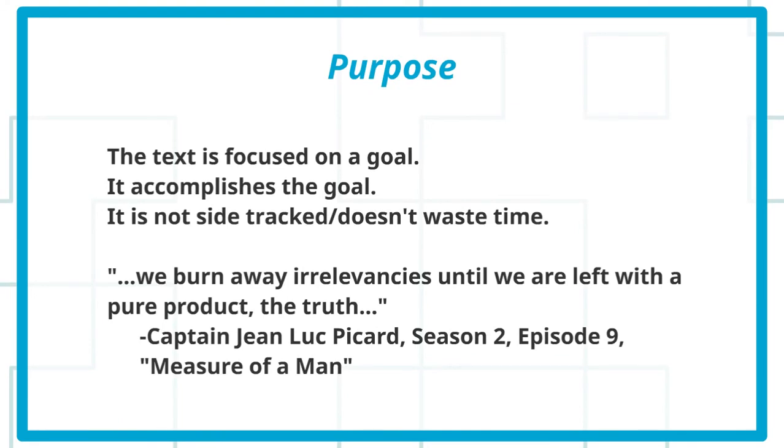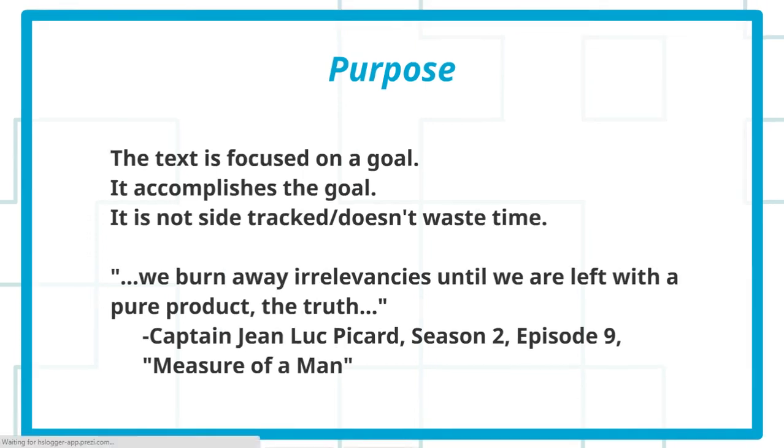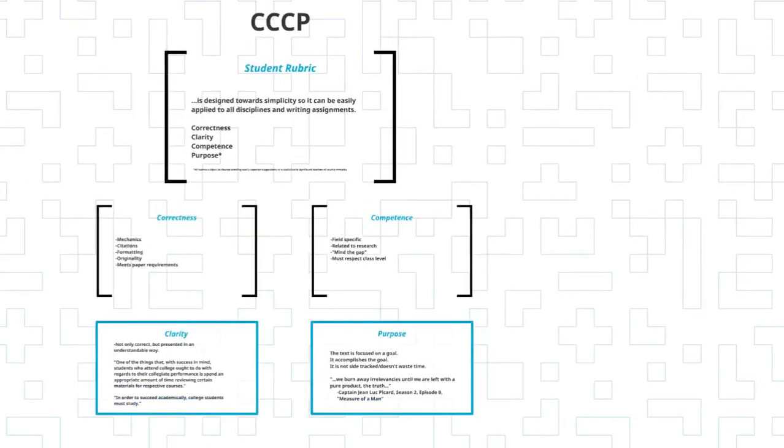And our final quarter here, purpose. The text needs to be focused on a goal. Now, this is something that you assign based on your particular assignment. Whatever you set out as what the assignment ought to do, if it's persuading someone of something, if it's reporting on something, whatever the case may be, the text needs to stay focused on and accomplish that goal. If a text is getting sidetracked, if it's wasting a whole lot of time, then this is where you would mark off for that. So those are the four pillars that we have right now of our rubric.